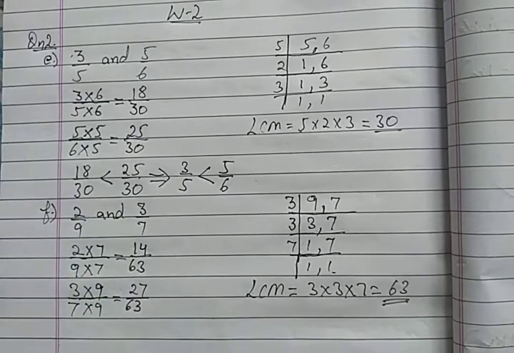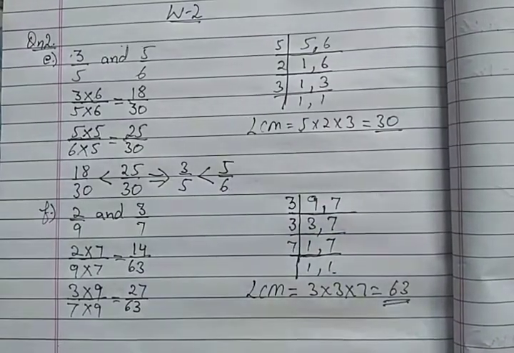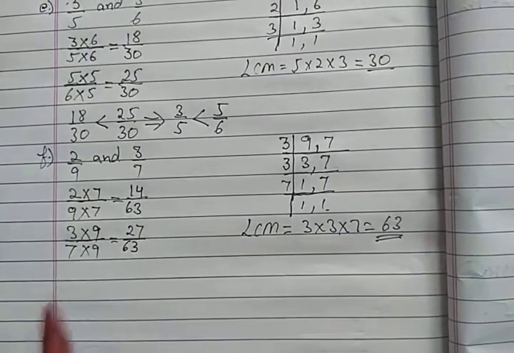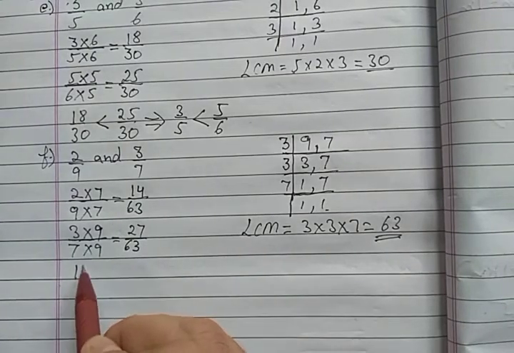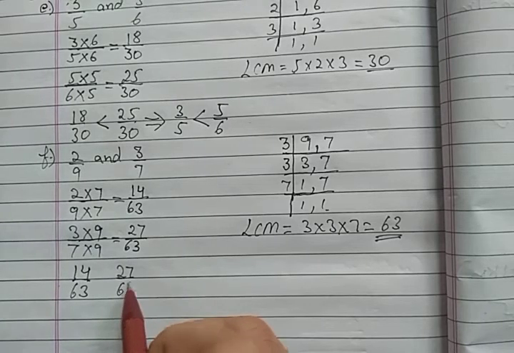So 27 upon 63. Now both the fractions become like. Now it is very easy to compare the like fractions. So 14 upon 63 and 27 upon 63. So which one is greater?